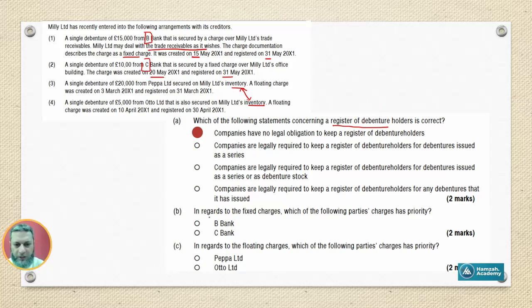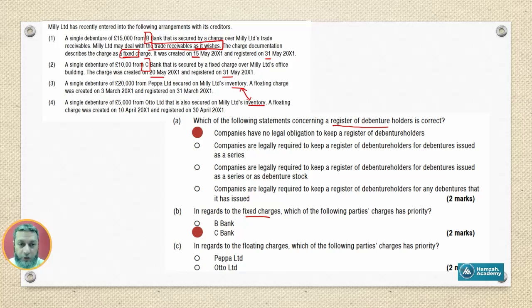Now, in this case, in regards to the fixed charges, which of the following parties' charges has priority? Okay. We have the C bank priority. Let's see why. You see, it was created on 15 May and registered on 31st May. Whereas the other one, and its type is tricky, it says fixed charge and it is on the trade receivable, which the company may deal with as it wishes. Okay. Now you see 20th May and 15th May. This is created second and this is created first, and both have been registered on the same day.